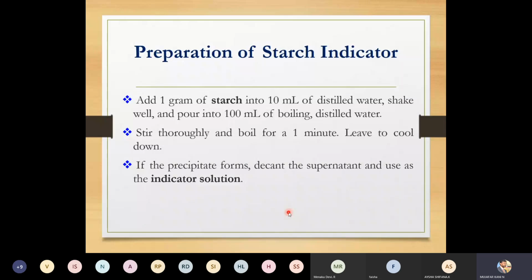This is another way to prepare the starch indicator. Add 1 gram of starch into 10 ml of distilled water, shake well, and pour into 100 ml of boiling distilled water. Stir thoroughly and boil for 1 minute. Leave to cool down. If a precipitate forms, decant the supernatant and use it as an indicator solution. This is the proper way to prepare the starch indicator.